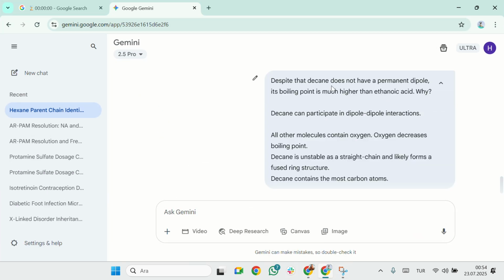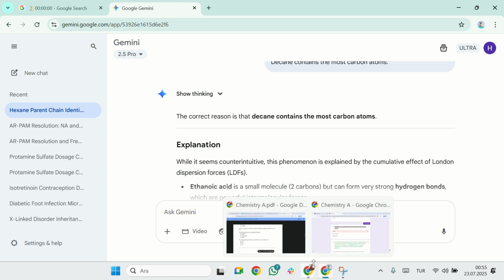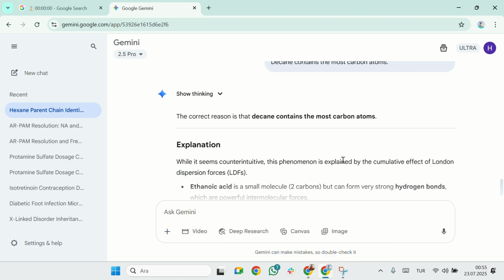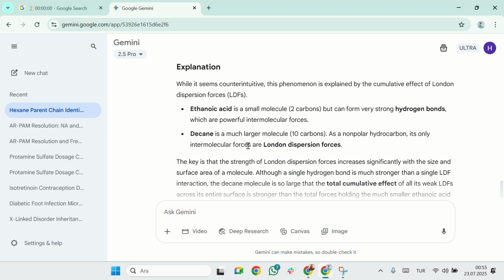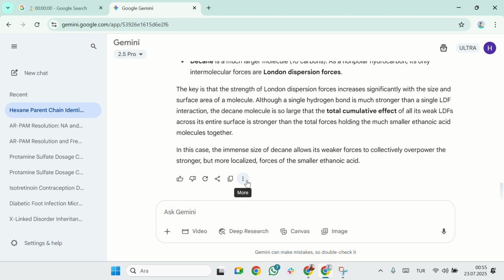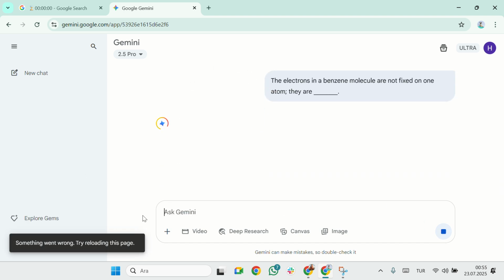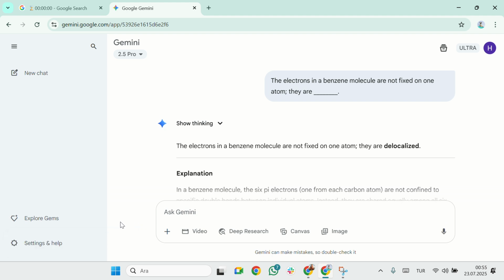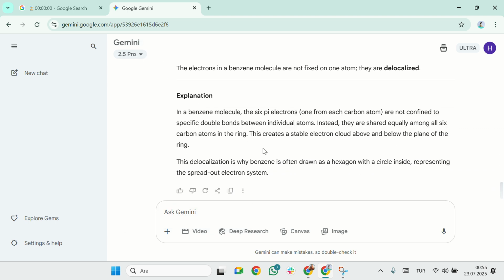Okay. Despite that decane does not have a permanent dipole, its boiling point is much higher than ethanoic acid. Why? It contains the most carbon atoms. Seems counterintuitive. Explain the cumulative effect of London dispersion forces. Okay, I don't have much time, so I will only ask this and then move on with the next part. I'm trying to understand what is.